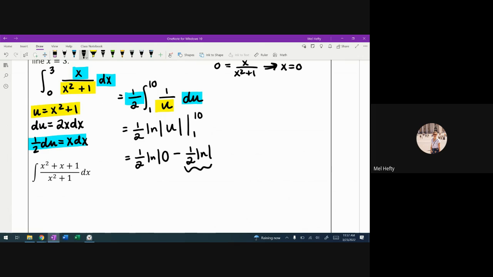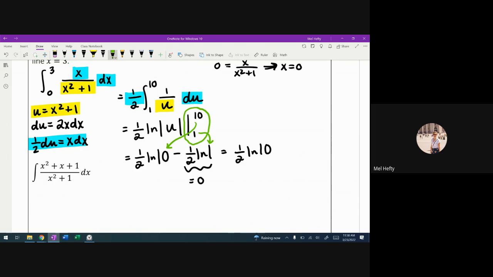Anyone know what natural log of 1 is? 0. So we get 1/2 natural log of 10. What? Why did I just change what we did so much? I totally forgot we had bounds on this question because I was so excited about the natural log. So instead of the plus c, I should have this notation, and then I should be plugging in my bounds, top bound first, bottom bound second. Yep, exactly.